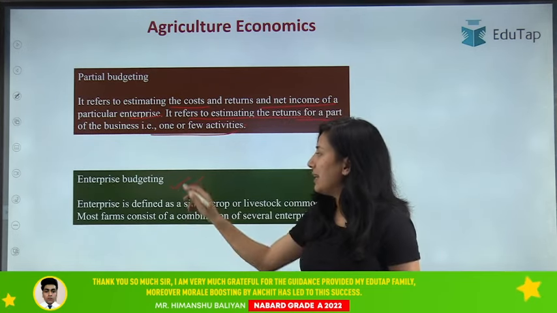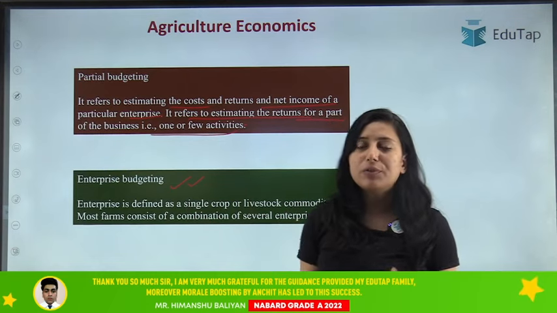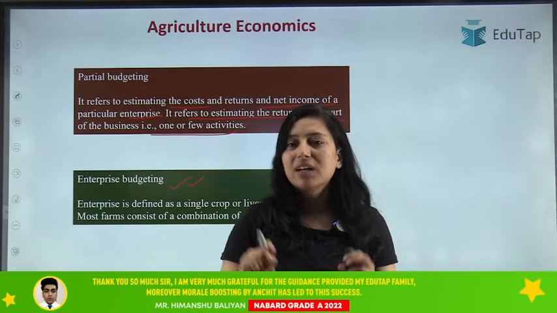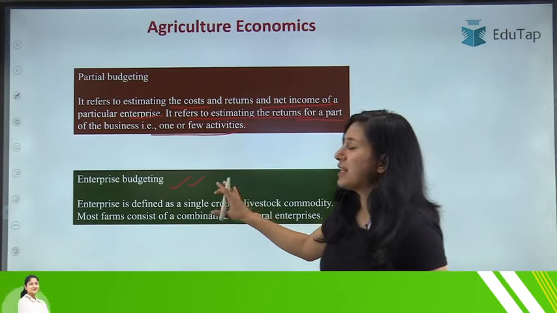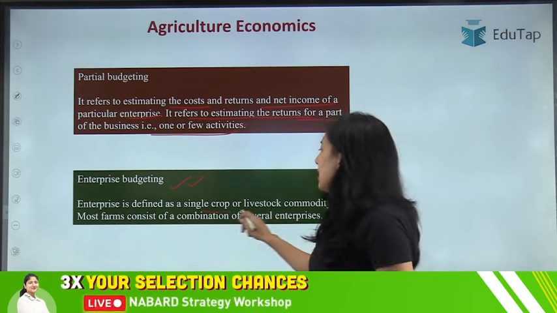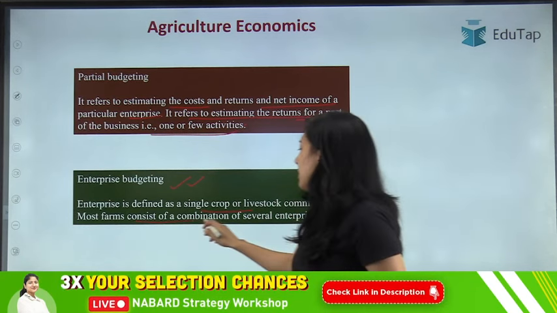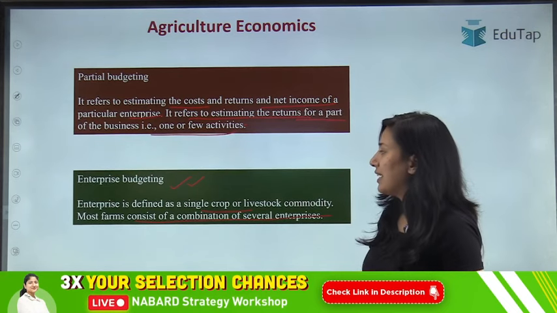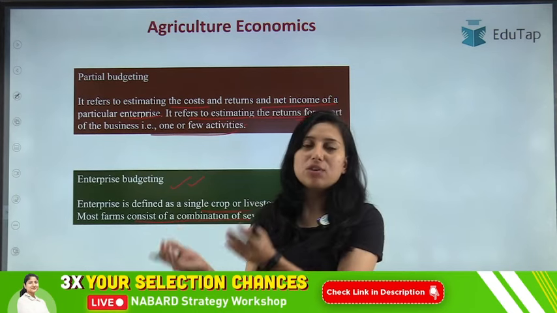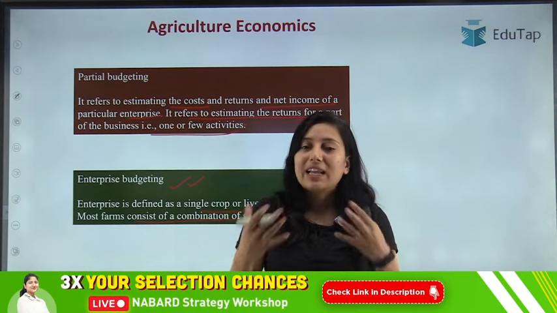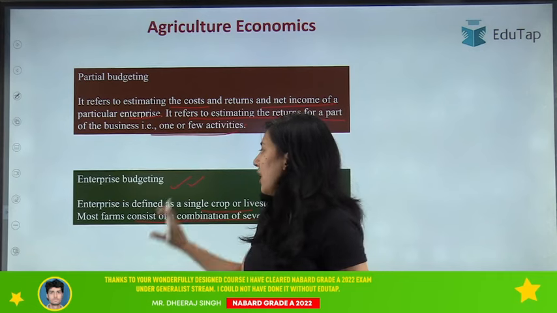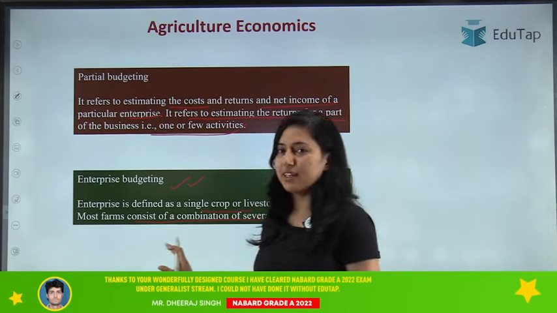Now we have the next one, enterprise budgeting. In partial budgeting, in a particular enterprise, we were changing one or two activities and then calculating the net worth. But in enterprise budgeting, we are replacing the whole enterprise. Okay, we are changing the enterprise. Basically, it refers to a single crop or livestock commodity. Most farms consist of a combination of several enterprises. So enterprise is like your crop production is one enterprise, your livestock rearing is one enterprise. When we are calculating the budget, the net worth, net income from a particular enterprise, that is your enterprise budgeting. Clear? I hope this is clear to you.